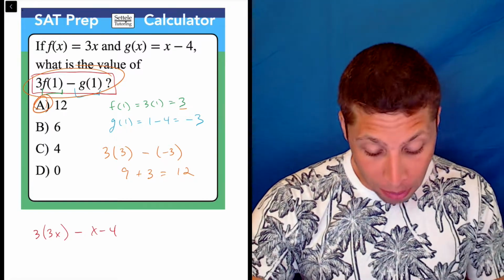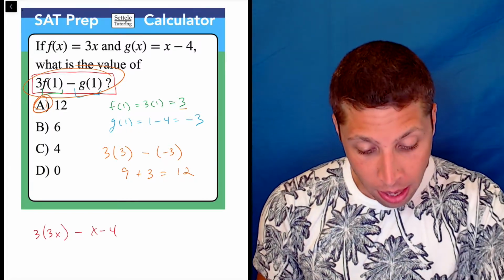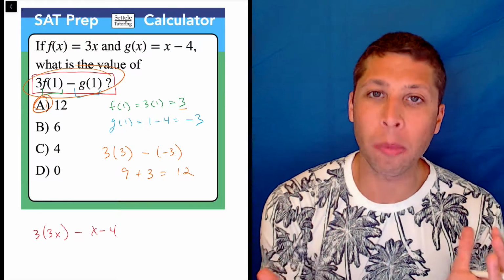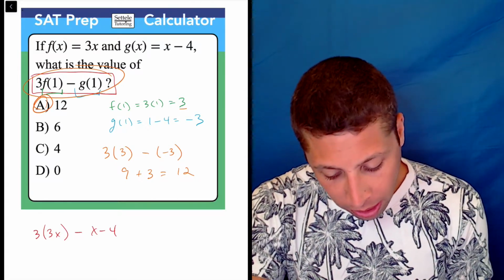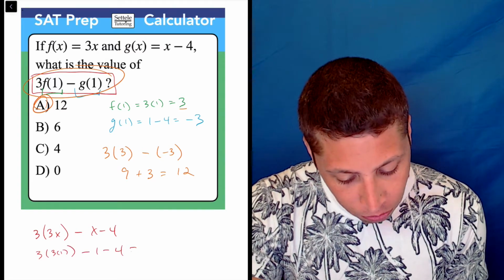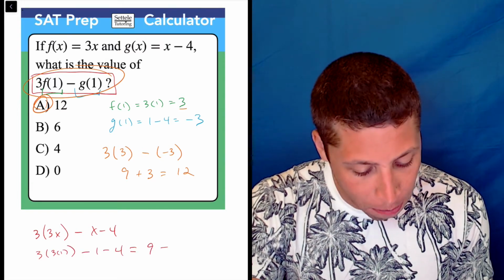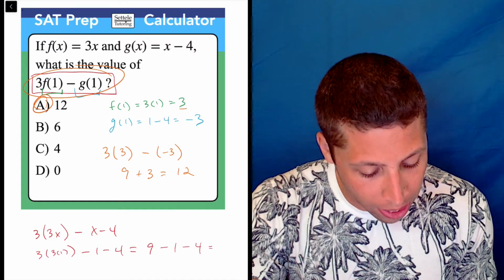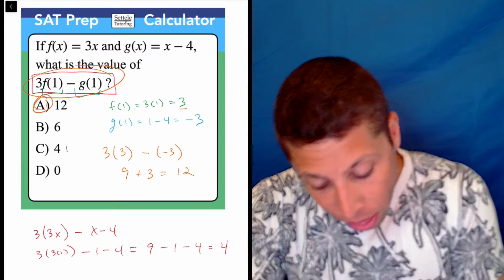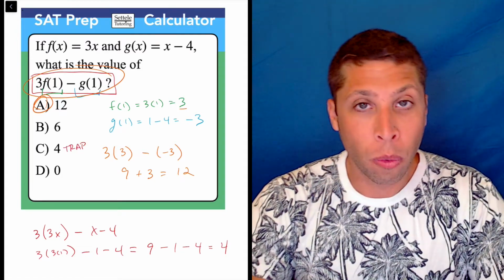The mistake people make is when they substitute in, they forget that when they substitute in an equation, it has to be as a whole. It needs parentheses. And so if you plug the 1 in here, you're going to get 3 times 1 minus 4. That's 9 minus 1 minus 4. And 9 minus 1 is 8, minus 4 is 4. That's our trap answer.